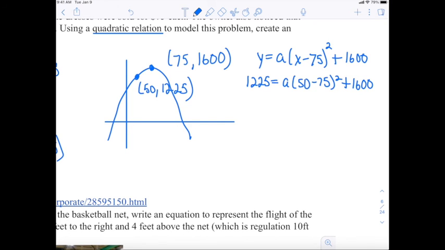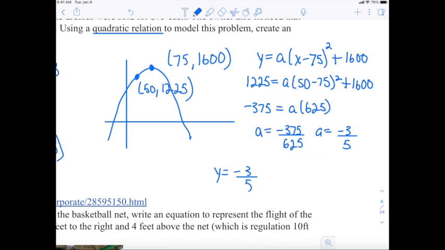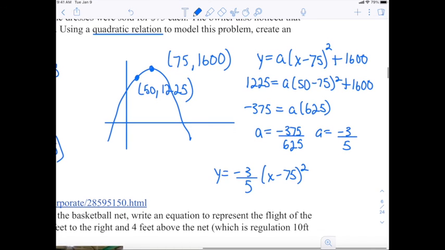So this becomes negative 375 equals a times 625. So a equals negative 375 over 625. I'm not going to use decimals. I'm going to reduce this. This ends up being negative 3 over 5. So I know the function that models this situation is negative 3 over 5, (x minus 75) squared plus 1,600.